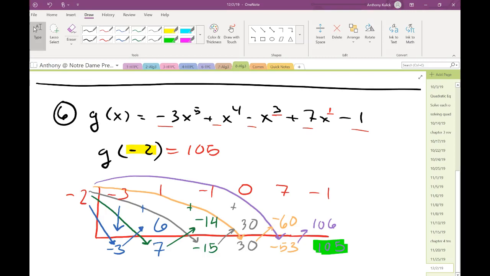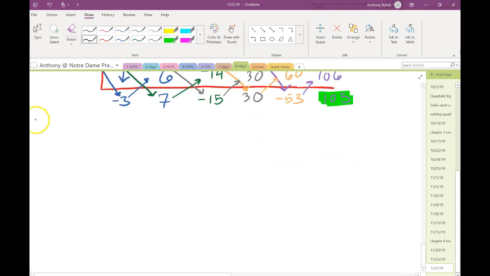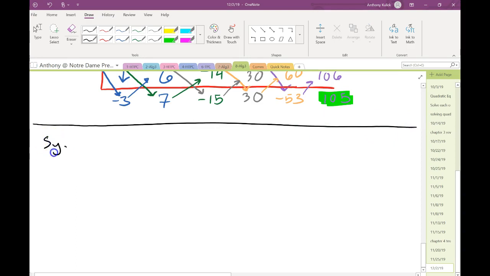We start with the process that works every single time, and then we introduce the shortcuts as special cases, which is really what's going on here. So the shortcut that we're going to talk about today is called synthetic division.